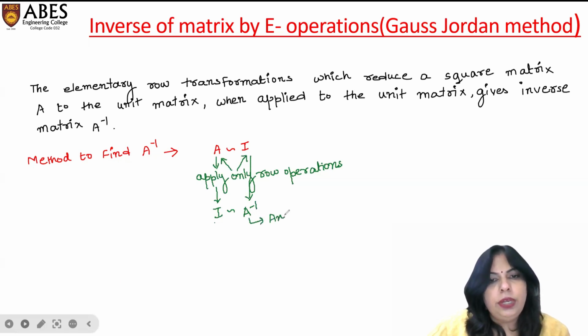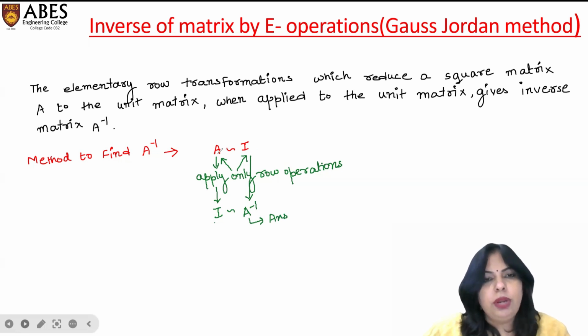So what we are going to do? First we write the formula, A equivalent I. Then we need to convert matrix A into identity matrix. To convert matrix A into identity matrix, we will have to apply only row operations, in matrix A as well as at the same time in matrix I. The matrix A will convert into I and the I matrix will convert into A inverse. Then A inverse would be our answer.